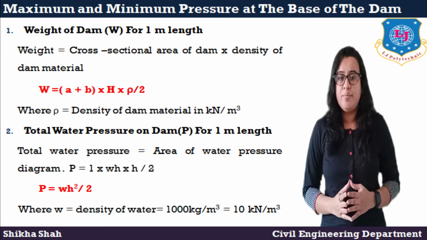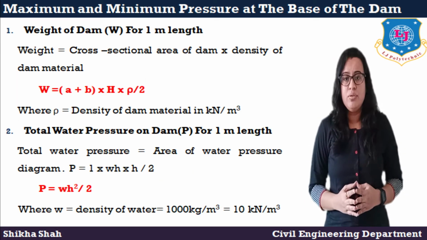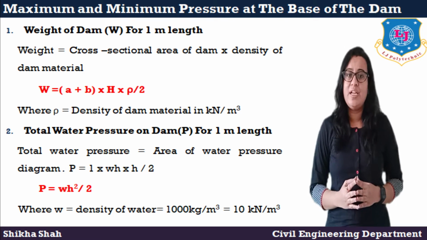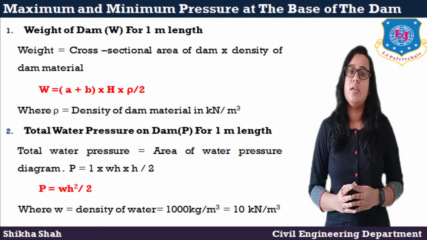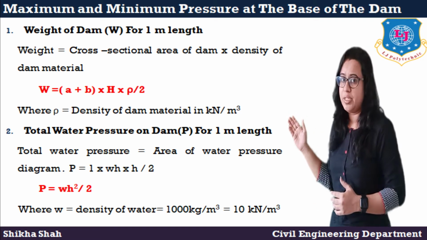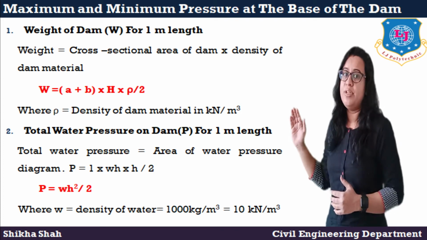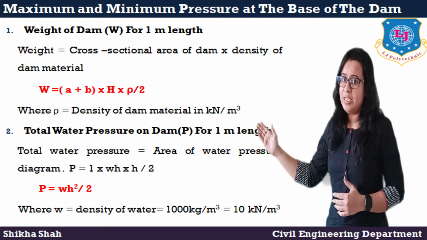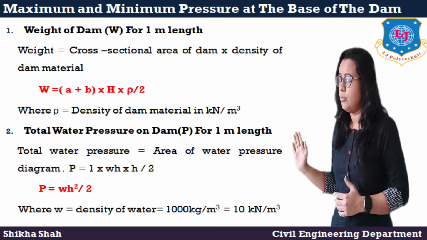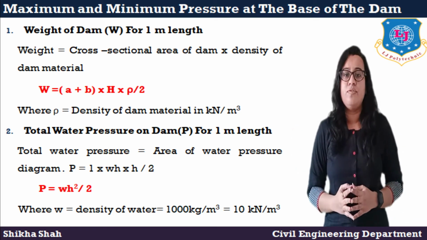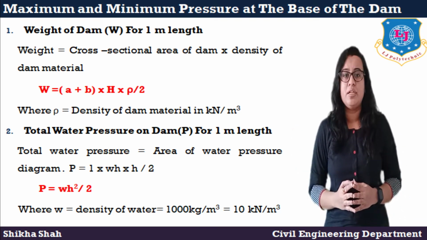The weight of dam is denoted by capital W, and for 1 meter length, the weight is equal to cross-sectional area of dam into density of dam material. So the equation is capital W is equal to (a plus b) into H into rho by 2, where rho is equal to density of dam material in kilonewton per meter cube.